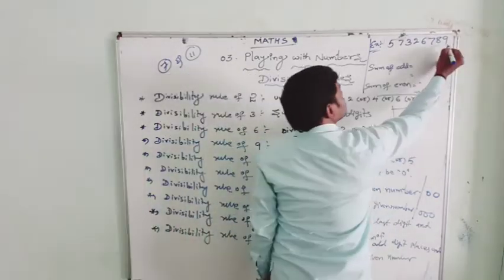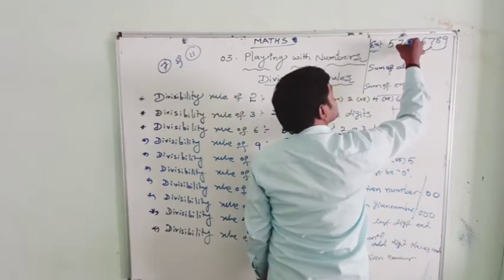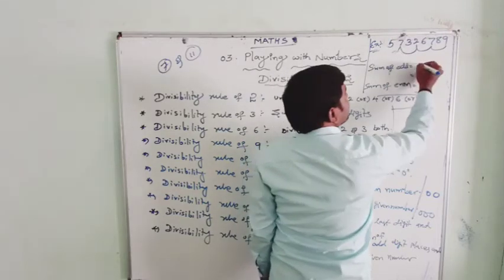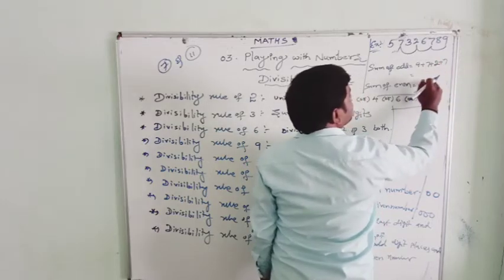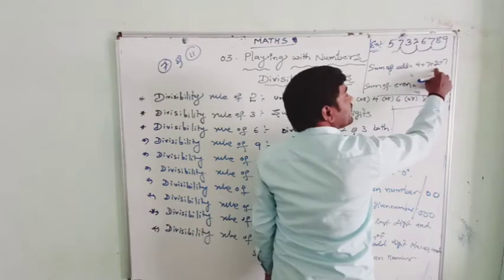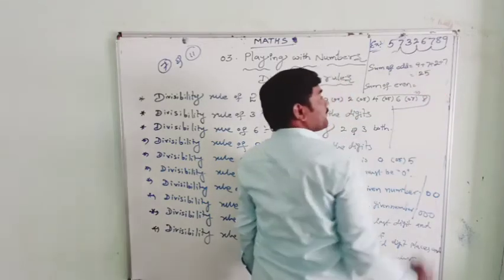Let's take the odd digit places first. 9, 7, this and this. Okay, finished. After this, there is no number here. So 9 plus 7 plus 2 plus 7. What do you get here? 9 plus 7 is 16. 16 plus 2 is 18. 18 plus 7 is 25.